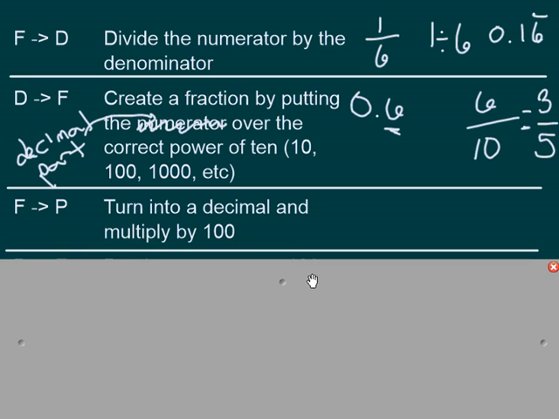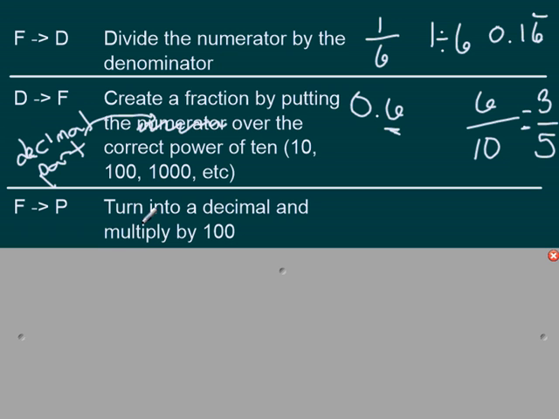Moving on, turning a fraction into a percent. First, you have to turn the fraction into a decimal, and then you multiply it by 100. So let's take an example. What are we going to use here? Let's use 1/2. We would do 1 divided by 2 to turn it into a decimal, which would be 0.5. And then we would multiply it by 100, and that would give us 50%.